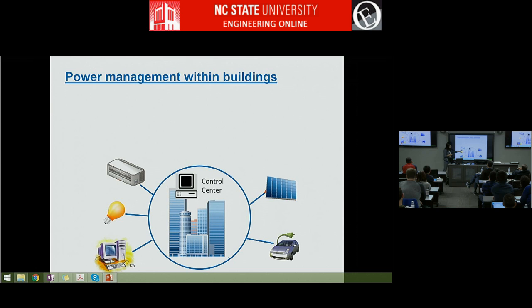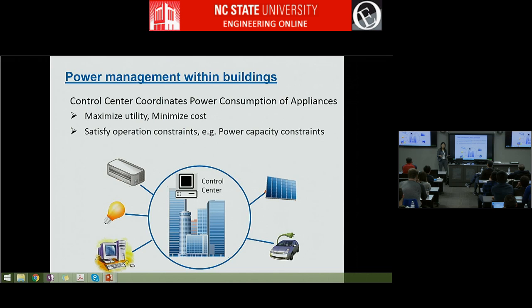This is one smart building, a smart office. We put in IoT and connect everything, so the control center can send control signals to each appliance. Typically, within a building, I want to maximize utility or minimize my cost to the utility company, and also guarantee the safety constraints, making sure the operation constraints within the building are satisfied, like the transformer constraint.